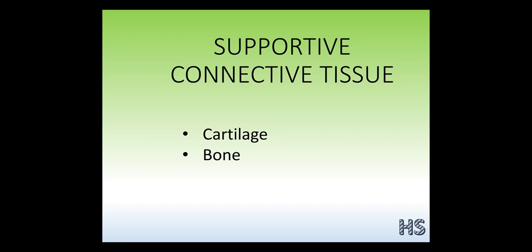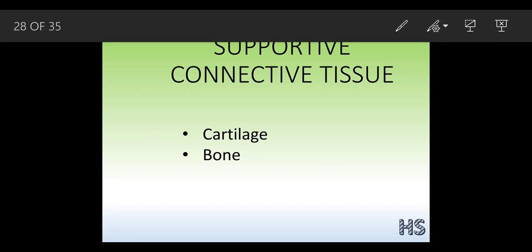Now we are going to discuss the supportive connective tissue. Again, it's a part of connective tissue only. The previous one was connective tissue proper. Now this is supportive connective tissue, cartilage. First I am going to discuss cartilage. It has no blood vessels or nerves. This cartilage is very elastic in nature.